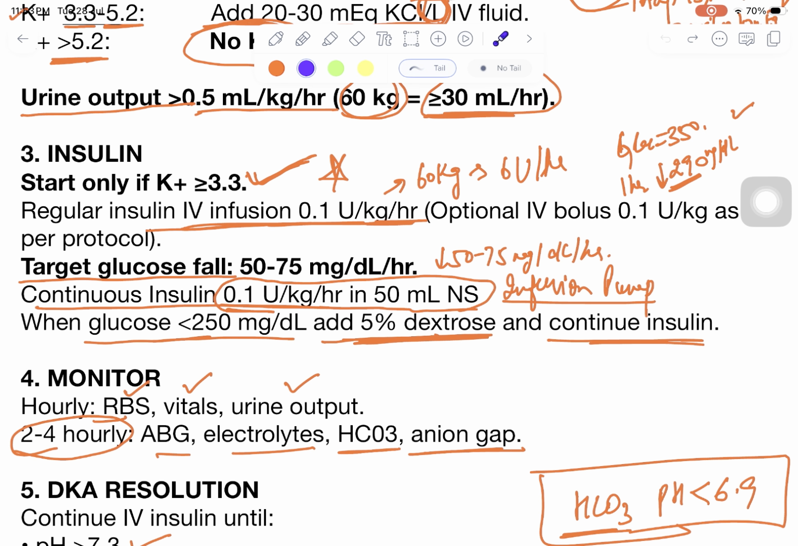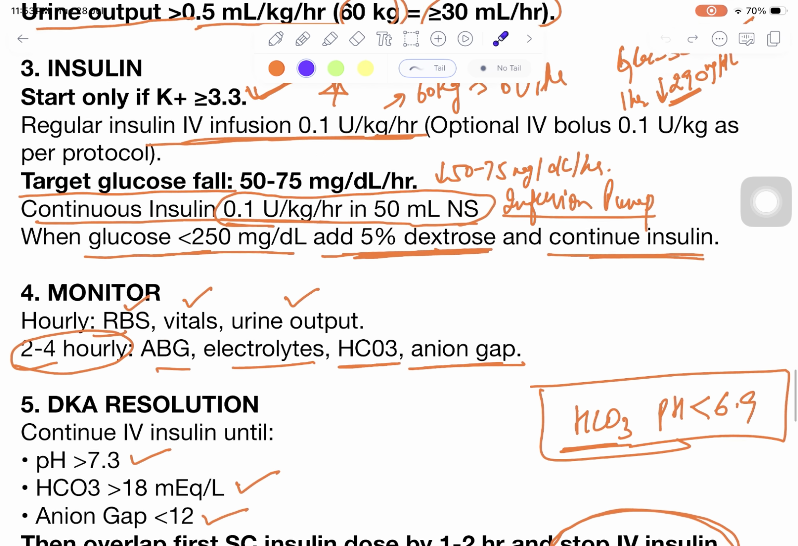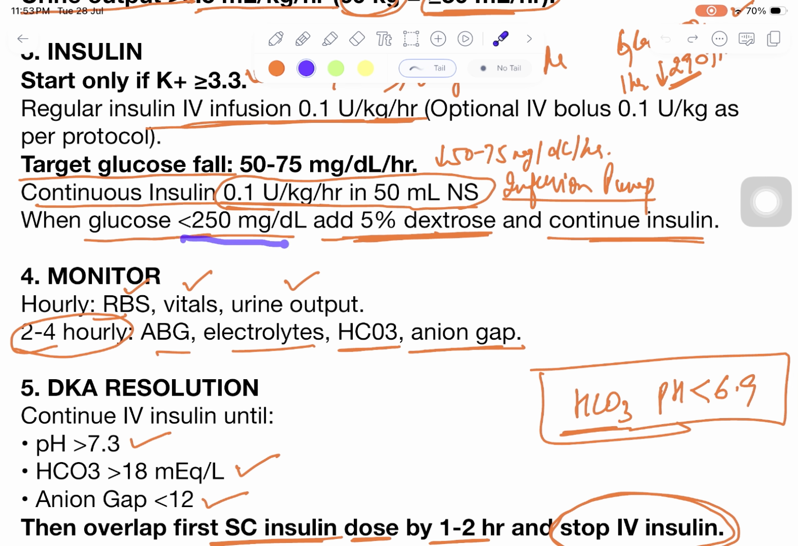That should be given in 50 ml NS, and that should be given through the infusion pump. And there should be a target fall of blood glucose by 50 to 75 milligram per deciliter per hour. That means if initial glucose was 350, right? So after 1 hour, blood glucose should be 290 milligram per deciliter, right? So when blood glucose reaches less than 250, you have to add 5% dextrose and you have to continue the insulin because ketosis is still there.